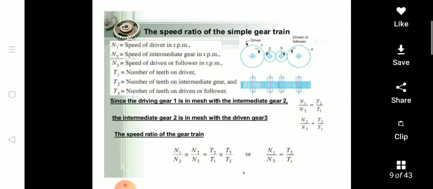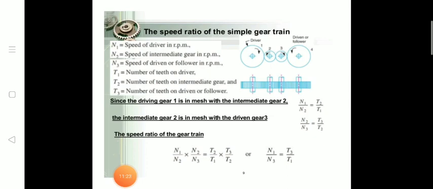Now the speed ratio of the gear train is the multiplication of both ratios: n1 upon n2 multiplied by n2 upon n3 is equal to T2 upon T1 into T3 upon T2, right? Here n2 cancels and T2 cancels, so we can write the speed ratio as n1 upon n3 is equal to T3 upon T1, and the train value n3 upon n1 is equal to T1 upon T3, right?